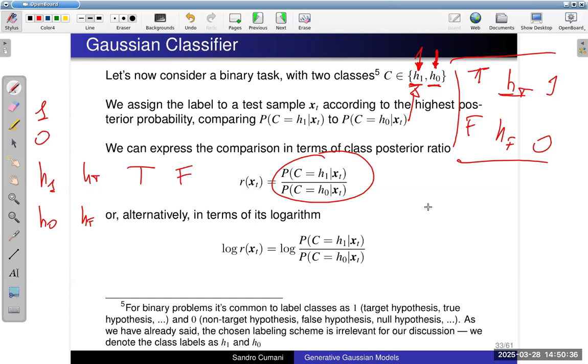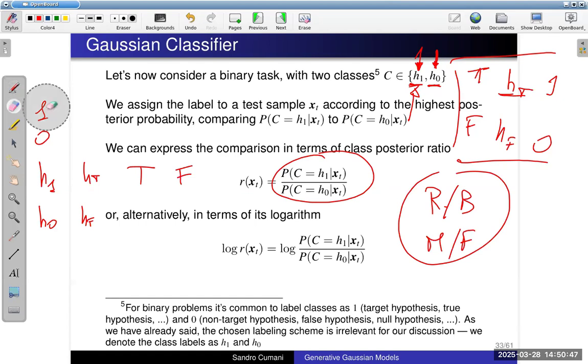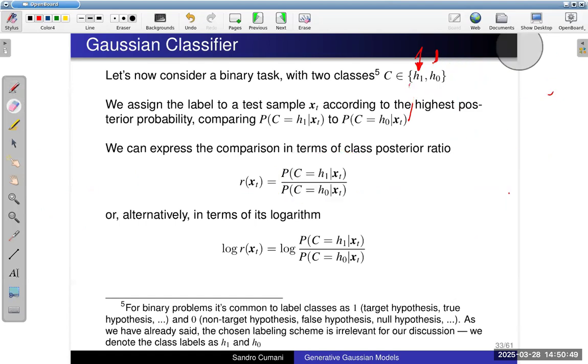Or when it matters, as in the previous example, we can give a characteristic. It will be red versus blue or male versus female. This is just a way to call the classes, so it doesn't really matter how you call them. Get used to the fact that depending on the task, we may change the way we call the classes. So we have two classes, H1 and H0. For example, male and female, if you want to go back to our original example.